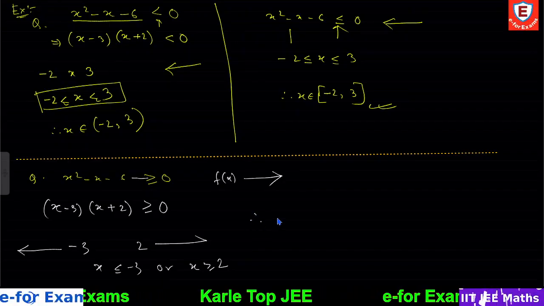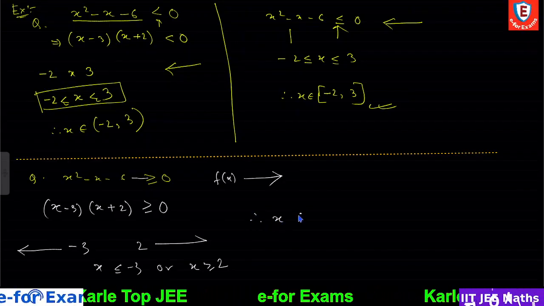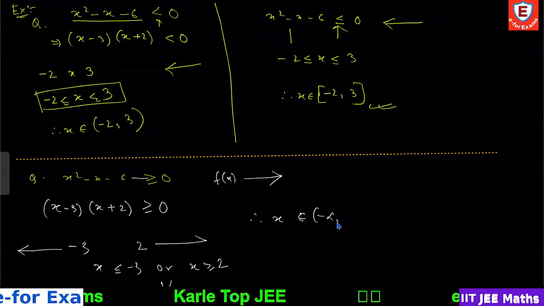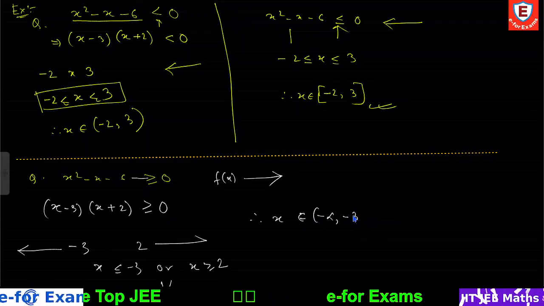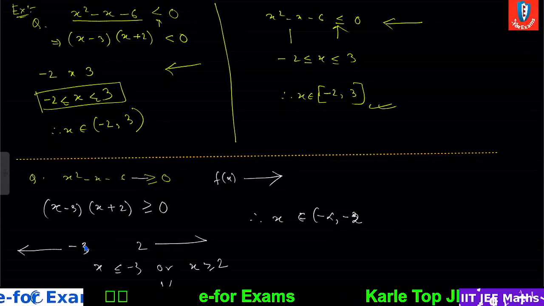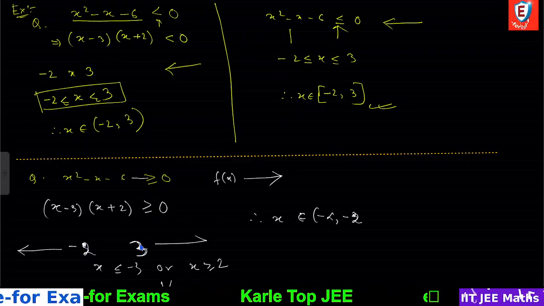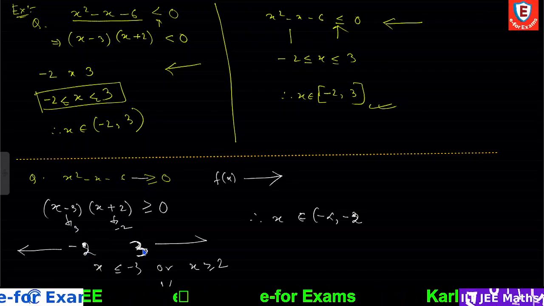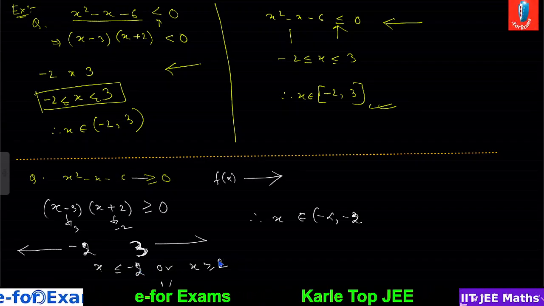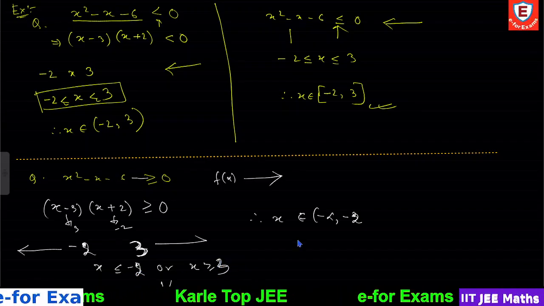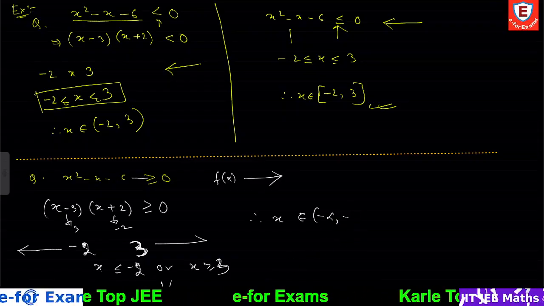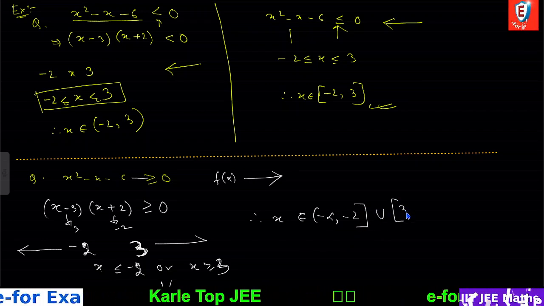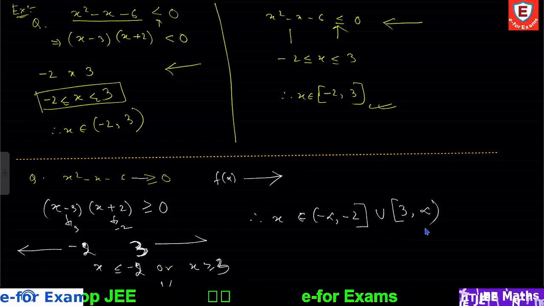2. Therefore, x belongs to, this will be or means union, right? Or means union. X belongs to minus infinity to minus 2. This is 2, right? This is 2 and this is 3. Sorry, my mistake. Here it is 3 and here it is minus 2. So minus 2 here and 3 here. X is less than or equal to minus 2 and x is greater than or equal to 3. So minus infinity to minus 2 including minus 2, union, and then 3 to infinity. This is the solution.